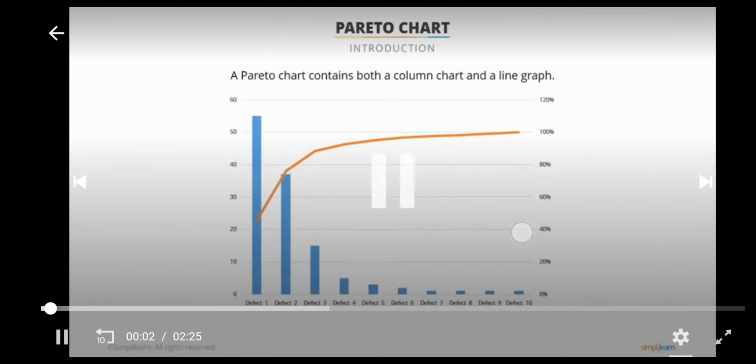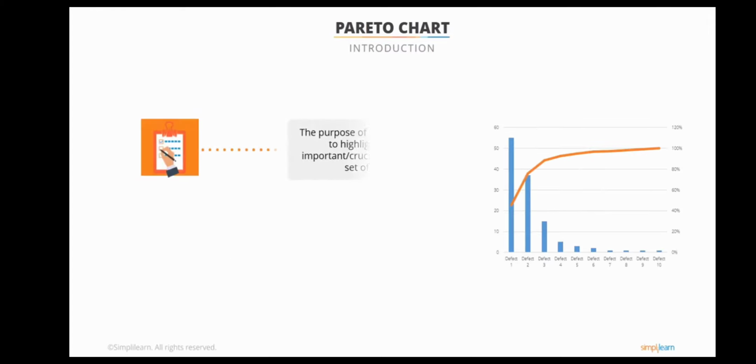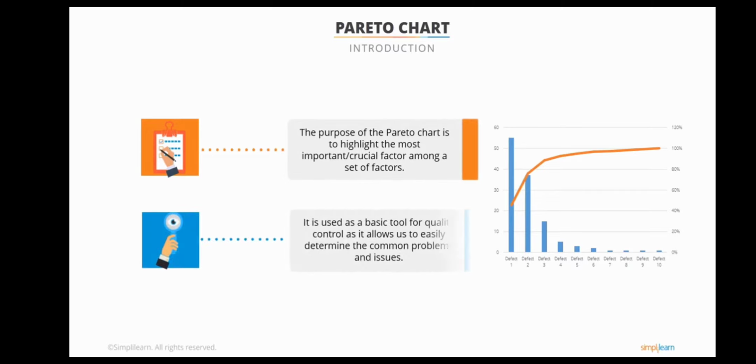A Pareto chart contains both a column chart and a line graph. In this chart, the line graph represents the cumulative total and the column chart represents the individual values arranged in descending order. The purpose of the Pareto chart is to highlight the most important or crucial factor among a set of factors. It is used as a basic tool for quality control as it allows us to easily determine the common problems and issues. Let us consider an example.